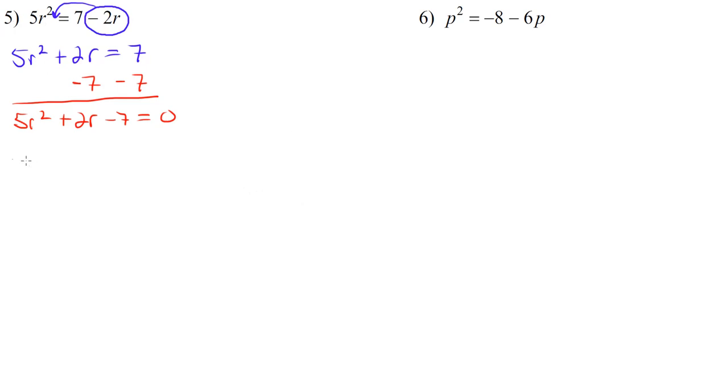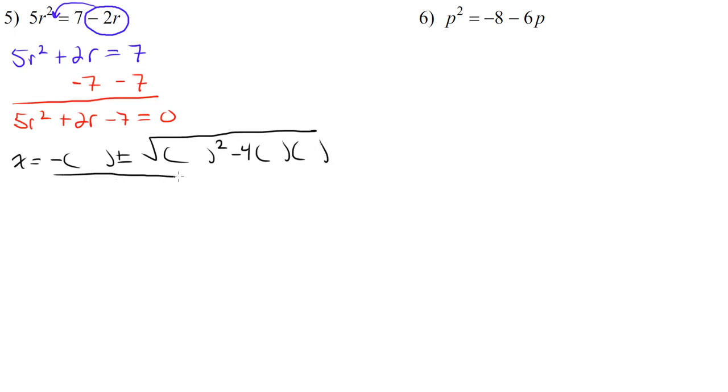So we're going to set this up. So x equals negative b plus or minus radical b squared minus 4 times a times c over 2a. Plug in our values. Our b value is 2. Our a value is 5. And our c value is negative 7.